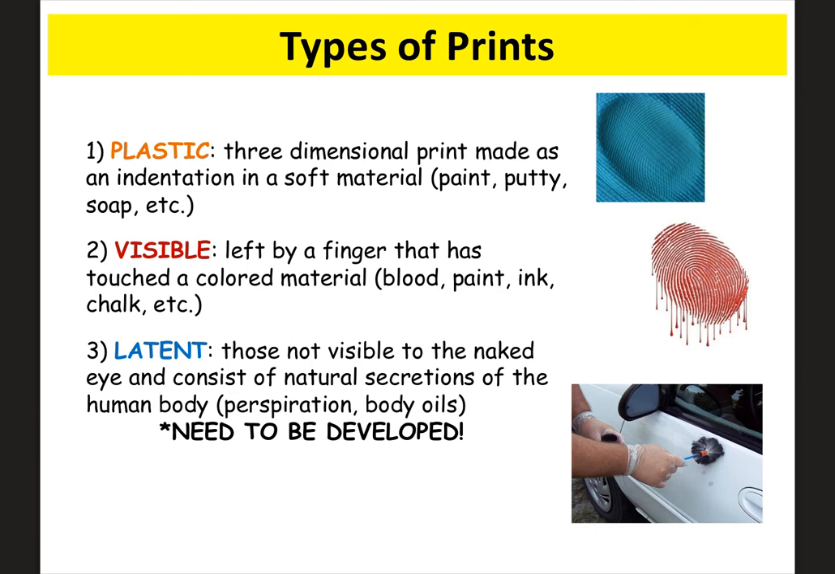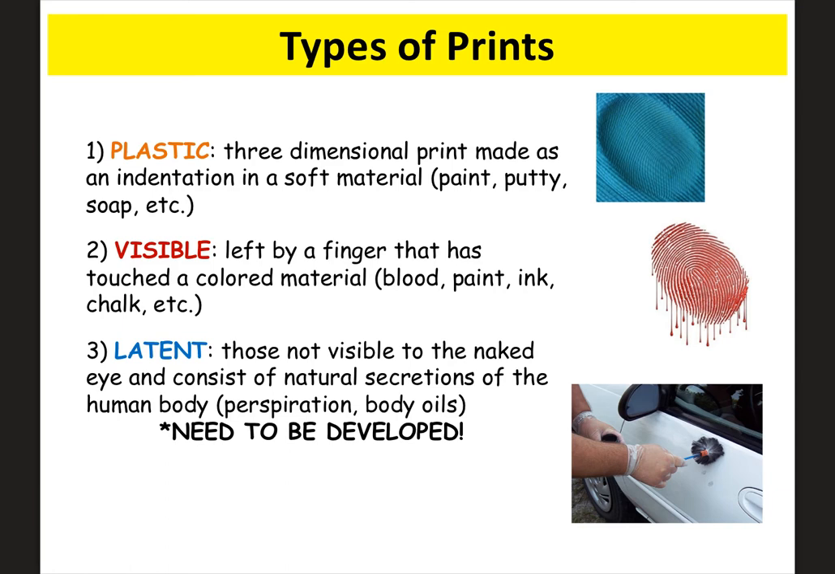So now that we finished looking at the different minutia, we want to look at the different types of prints that exist. So there are three types of prints. A plastic print would be a print that's left behind in a soft material. So let's just say there's a form of putty or paint at a crime scene, and a fingerprint is left behind in that. That would be called a plastic print.